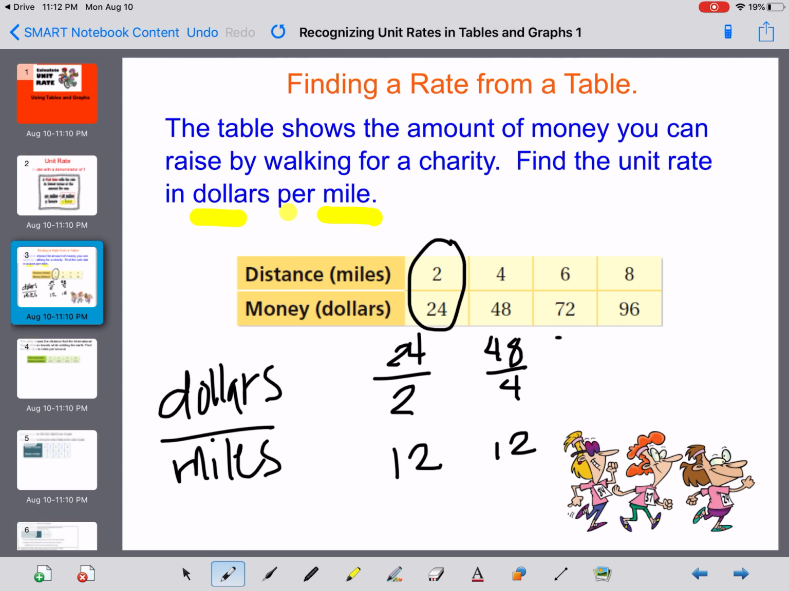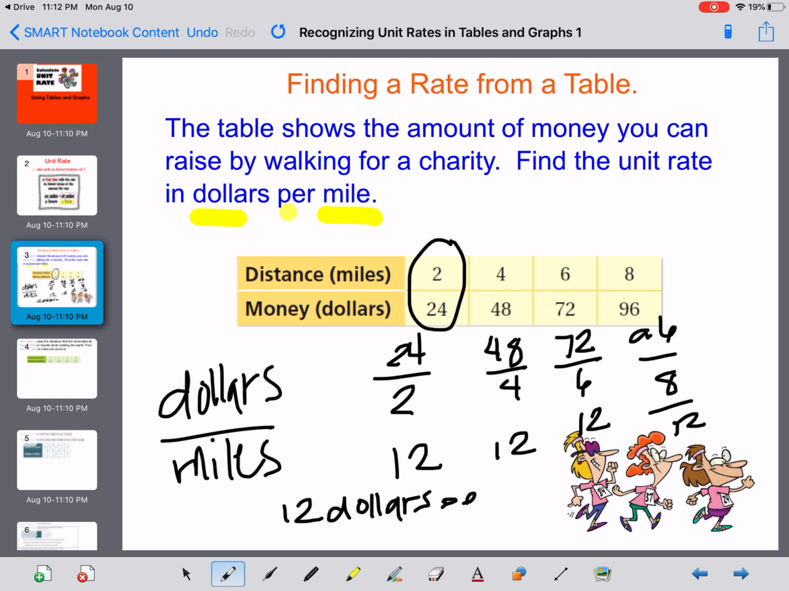Do we see a pattern? 72 divided by 6, and we get 12. 96 divided by 8, and we get 12. So the unit rate in dollars per mile is $12 per mile.